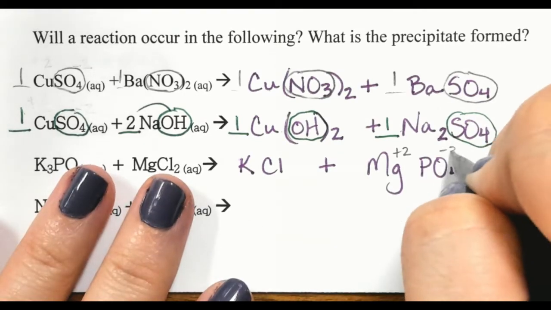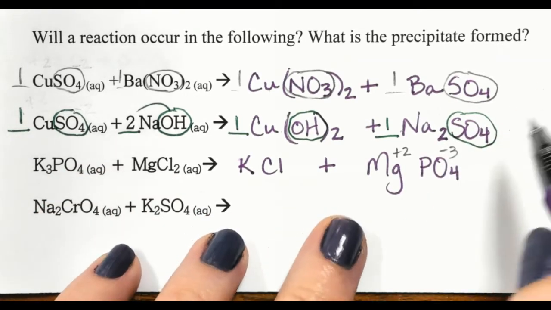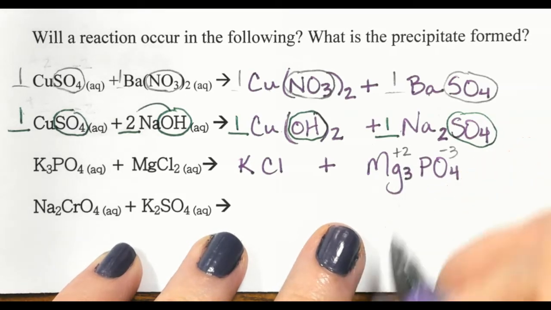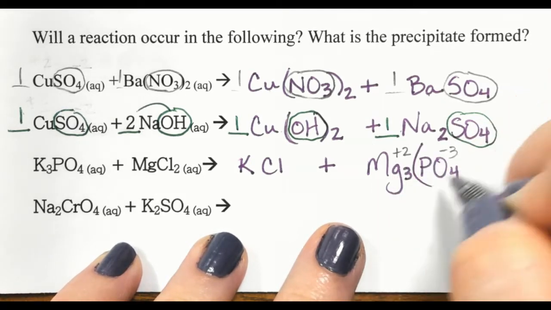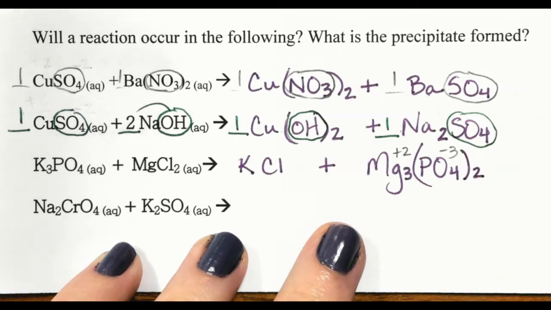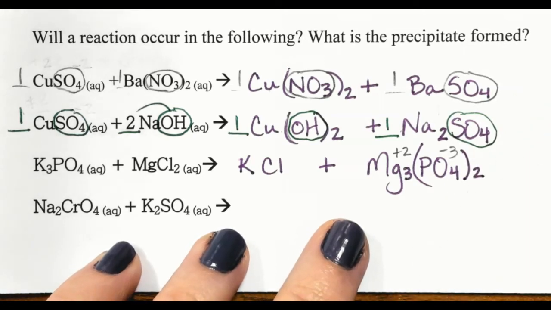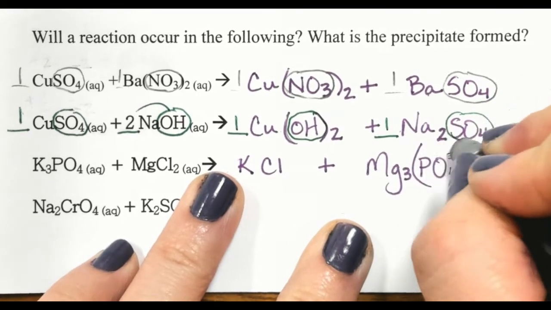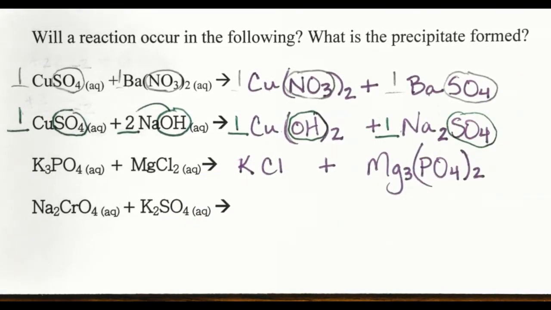So I'm going to put my -3, and then we have to crisscross the charges. That means I'm going to get a subscript of 3 here. This means I'm going to have a subscript of 2 there. And then once I finish that, I don't need the charges anymore, so I'm going to just erase them. And there are my products.